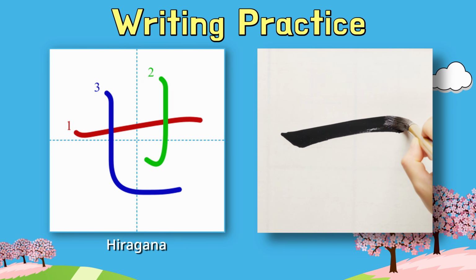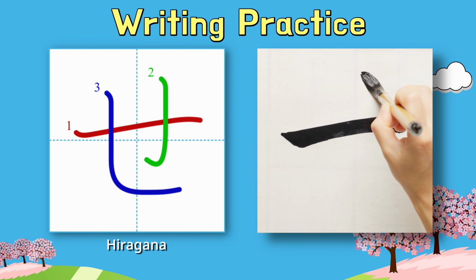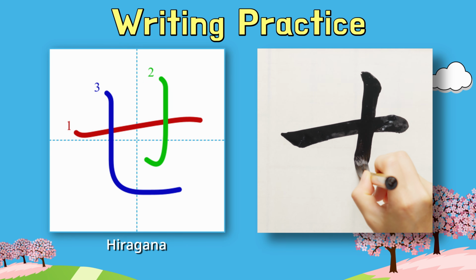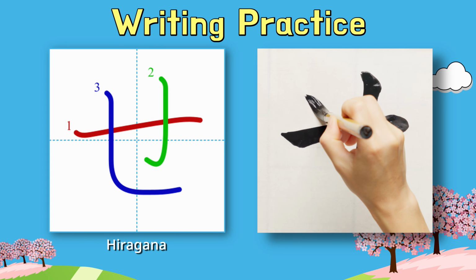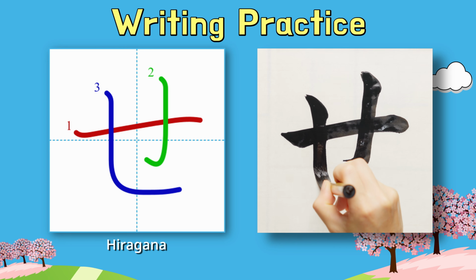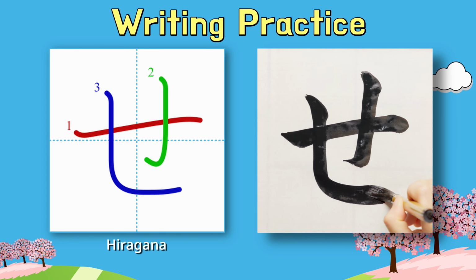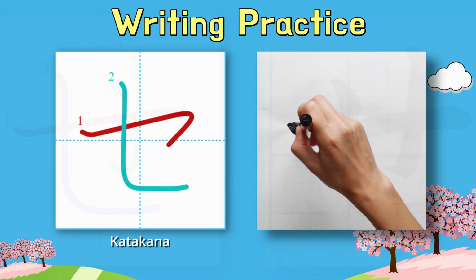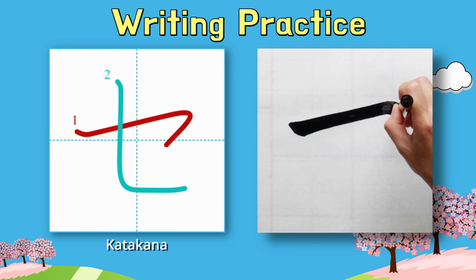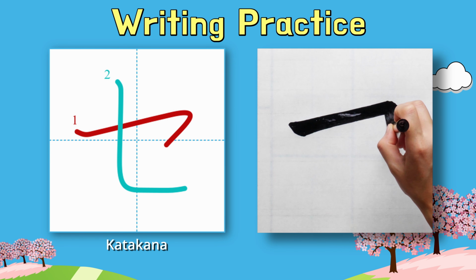Note how the second stroke in the hiragana se sweeps back to the left, flowing into the third stroke, which starts below the top of the second stroke. Angle the first stroke in the katakana se up to the right slightly.